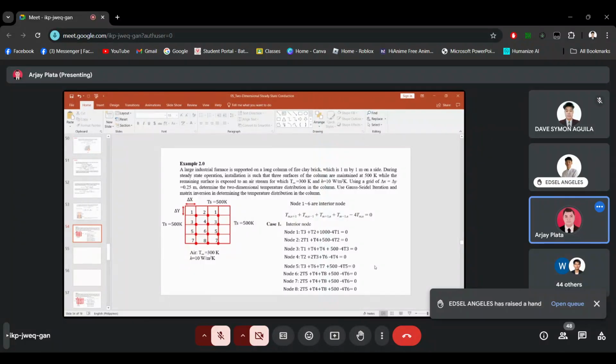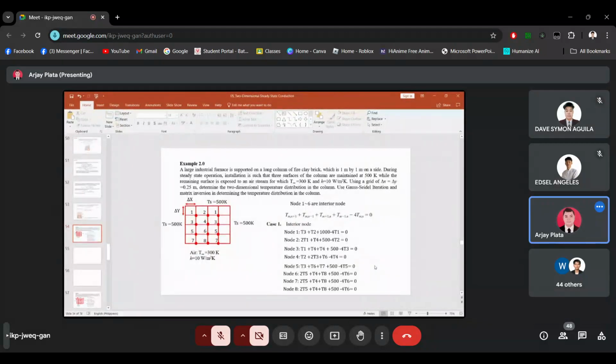Hello? Sir, clarification lang po. Meron po ba talagang plus 500 dun sa node 6 po? Node 6. Ay, wala. Sorry. Node 6, wala po. So it's a typographical error. Thank you for the clarification.